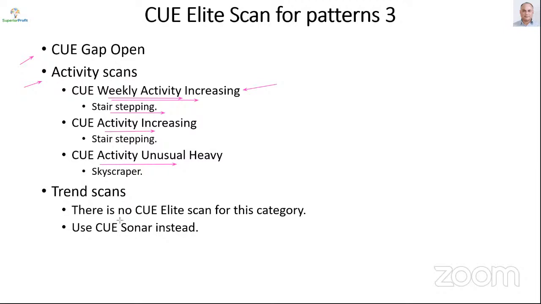Trend scans, there is no QElite scan for identifying trends like above slow or very slow direction lines. You use Q Sonar instead. Sonar is in 100% real time. Scans would not be.